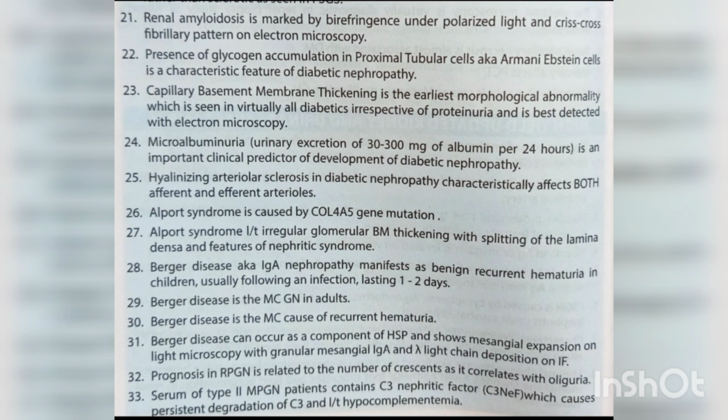Prognosis in RPGN is related to the number of crescents, as it correlates with oliguria. Serum of type 2 MPGN patients contains C3 nephritic factor, C3NeF, which causes persistent degradation of C3 and leads to hypocomplementemia.